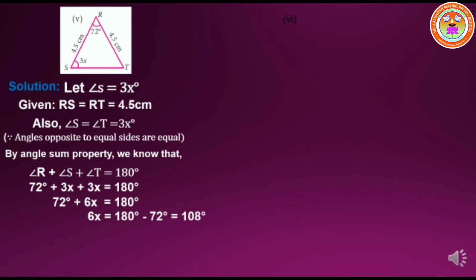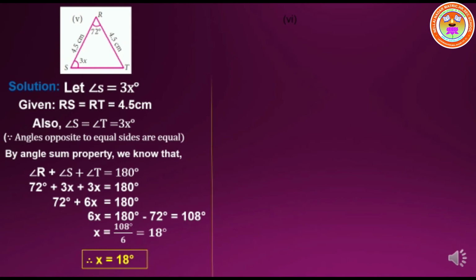Now, I have to find what is the value of x. So, I am going to transpose 6 to the other side. So, when I transpose multiplication number to the other side, it becomes division. Yes, so I have x is equal to 108 degrees by 6. On dividing 108 by 6, I find the value of x is equal to 18 degrees. Therefore, x is equal to 18 degrees.